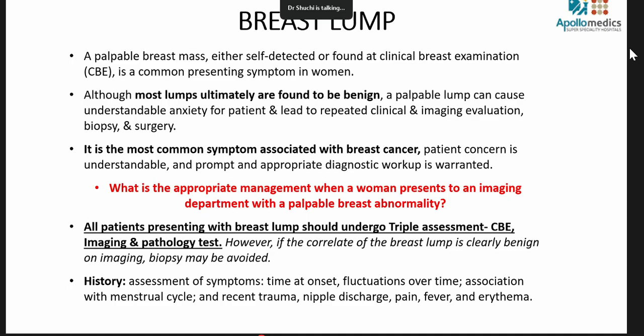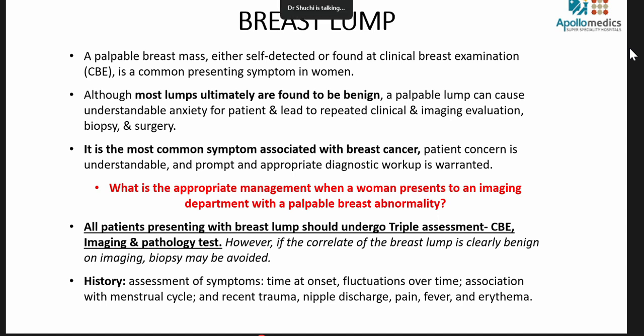Most of them are ultimately benign, but obviously if your patient gets a lump, it is a cause for anxiety for the patient, and the patient can come again and again to you for clinical or imaging evaluation and ask, most of the patients can ask for the surgery, so please take it out. They are so afraid of breast cancer. Those who are educated, those who know about it, they are afraid. Those who don't know, for them it is the main problem, what to do for them.